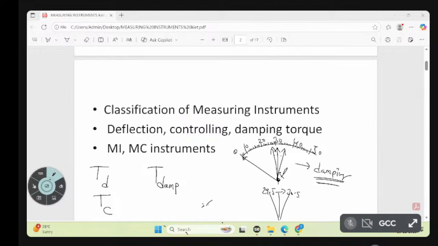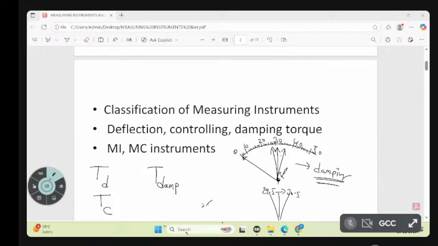So what do you mean by damping torque? After obtaining the deflecting torque and the controlling torque, the pointer does not maintain a steady state with respect to time. We don't have any steady state torque, and we require some time. So we have the damping torque. We cannot avoid this, we have to reduce this.